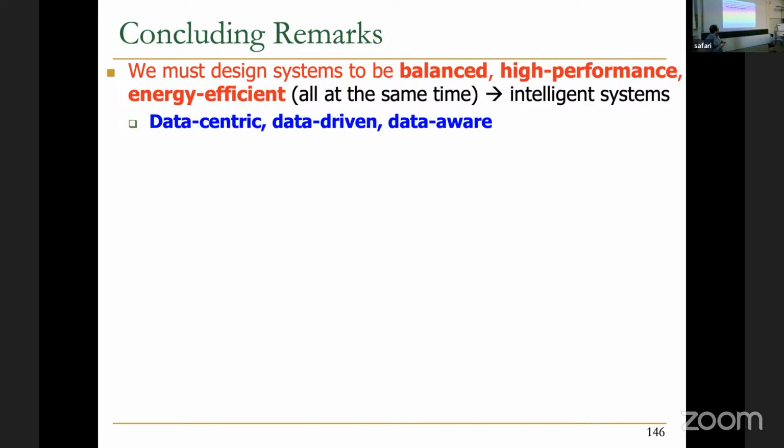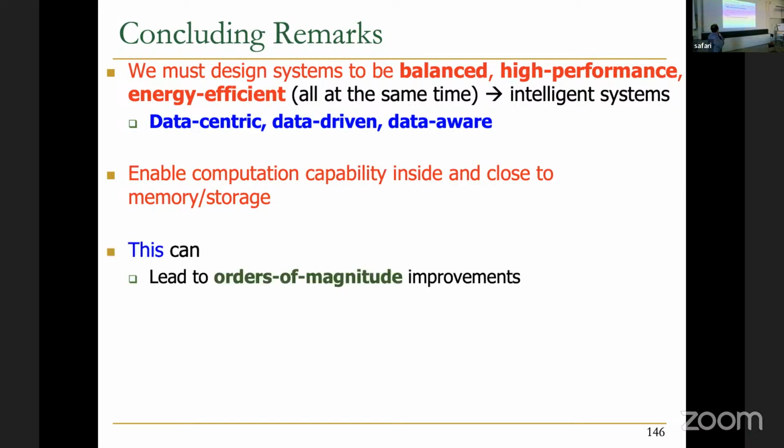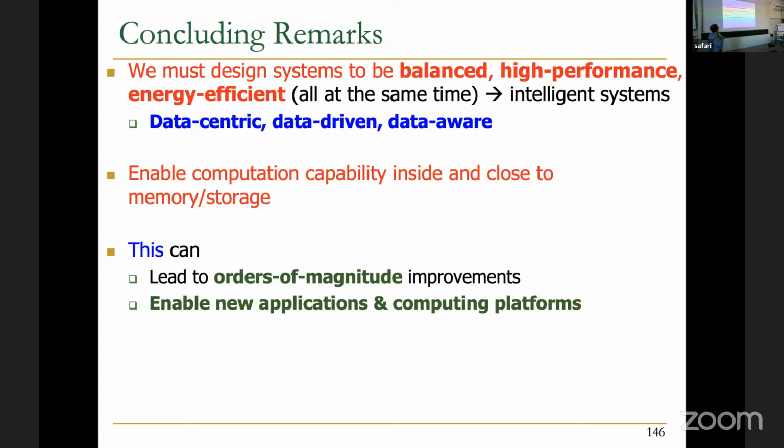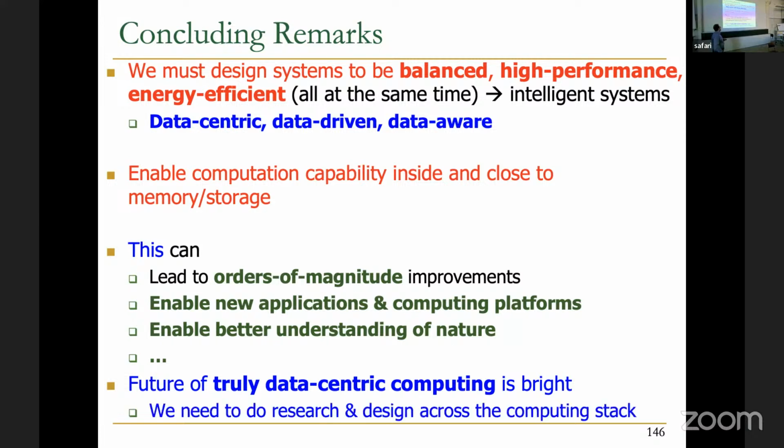And in order to achieve that, we really need to go through this paradigm of data-centric, data-driven, and data-aware architectures, which enable computation capability inside and close to memory and storage. This can lead to orders of magnitude improvements, enable new applications and computing platforms, enable better understanding of nature, and so on and so forth. The future of truly data-centric computing is bright, but we also need to do a lot of research. And we can get to that step by step by revisiting the computing stack.